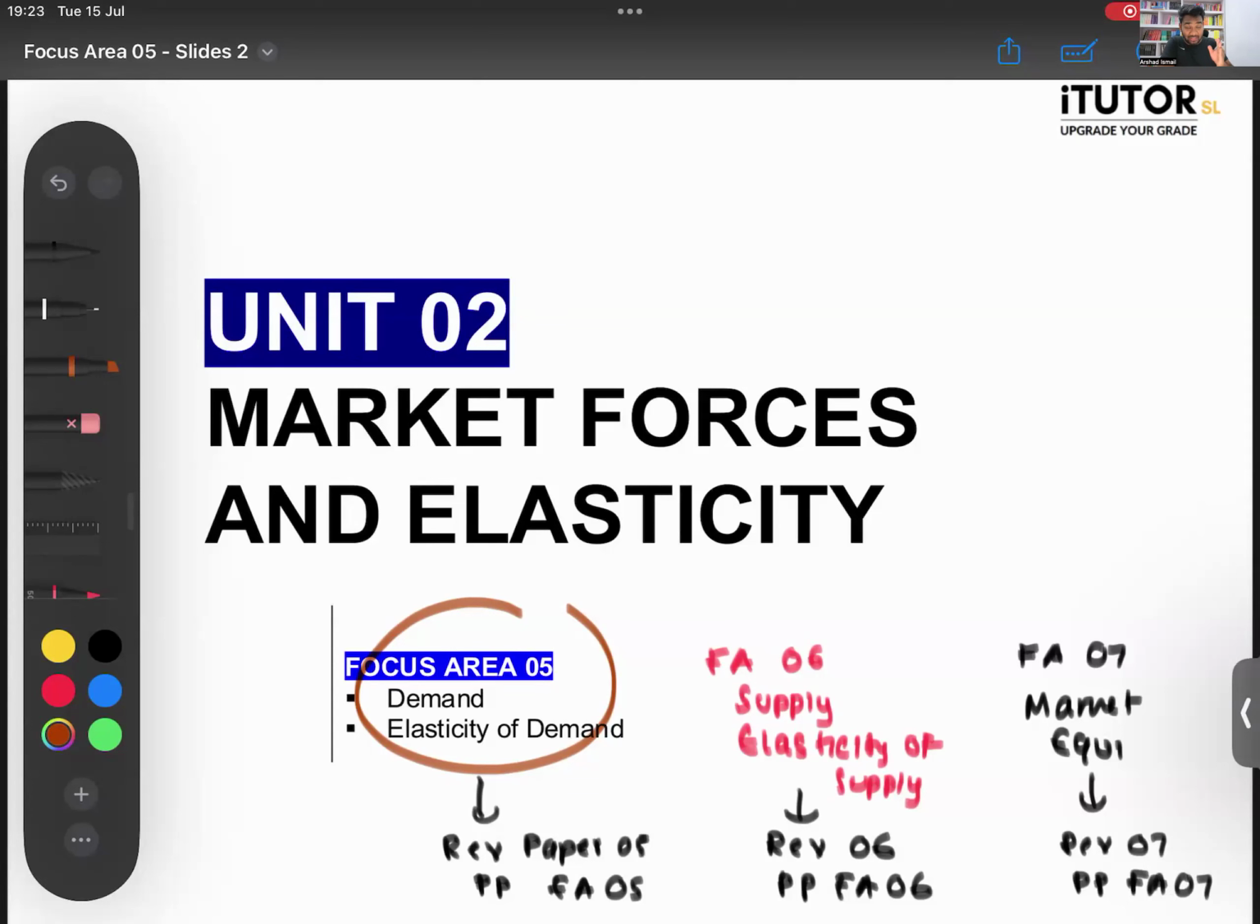Once I'm done with recapping focus area number 5, I'm telling you today, by next Tuesday, you have one entire week. By next Tuesday, you need to complete revision paper number 5. That is the paper that you have to submit. You will do the past papers that you don't have to submit. I will send you the YouTube discussion of that as well. You can compare your answers. Take home papers also, I'll let you know when you can do.